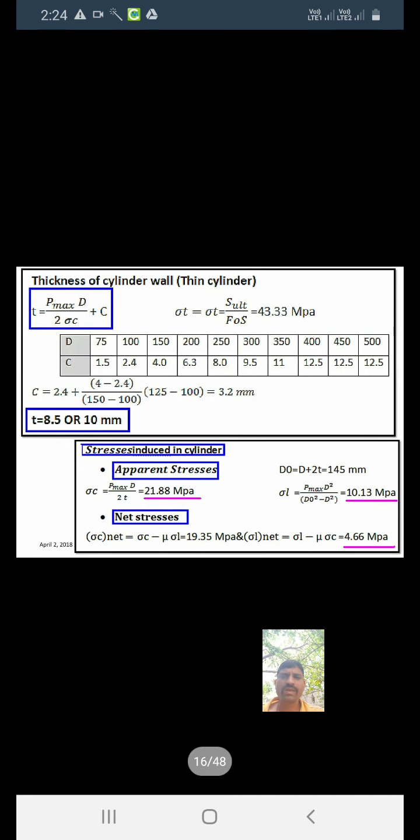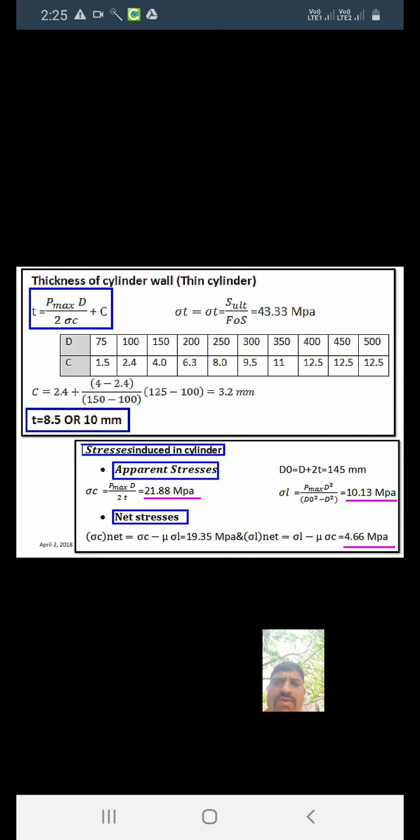Again, you know the relation, length of the cylinder is equal to 1.15 into small l, you will get 216 mm. Okay, all of you getting? If you know the formulae, then easily you can calculate with the help of given data. Second, we want to calculate the thickness of the cylinder wall. We consider it is a thin cylinder. We know the formula, T is equal to P max into capital D divided by 2 sigma C plus C.